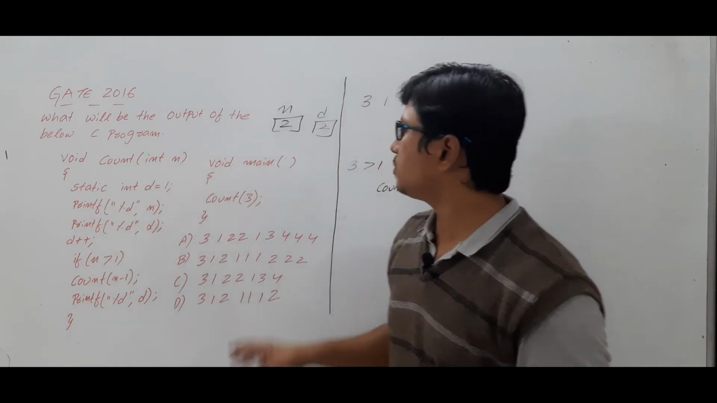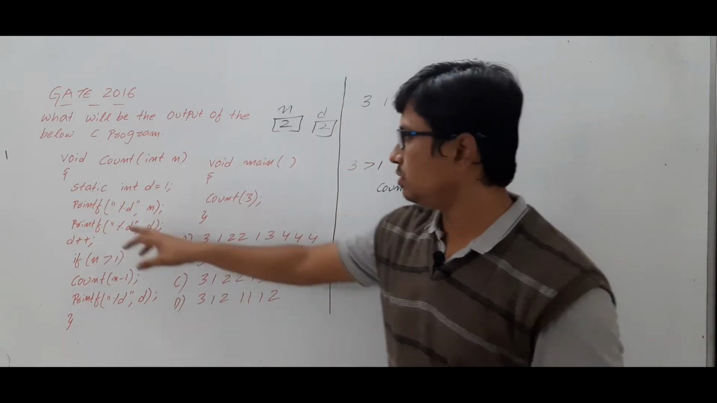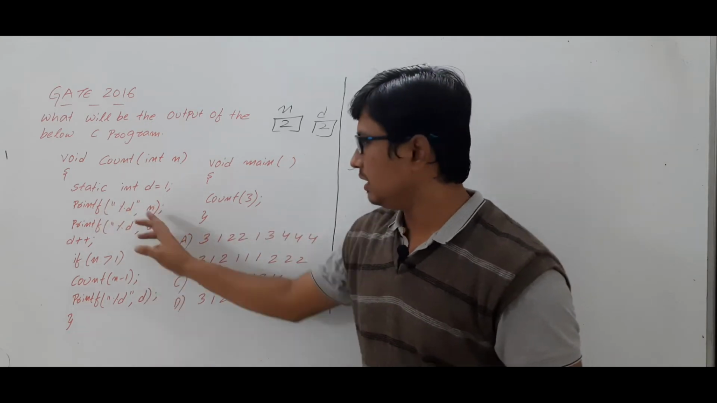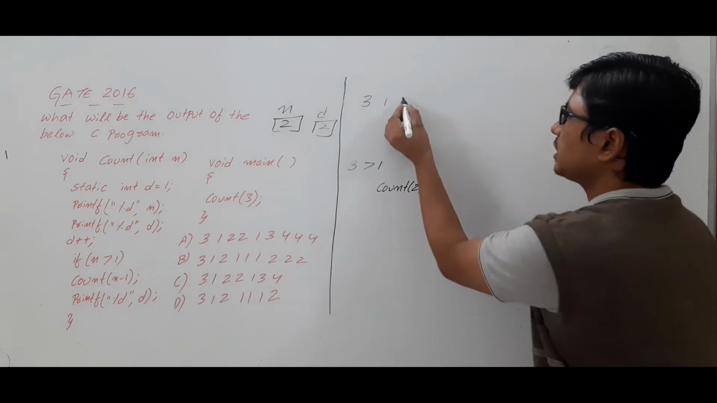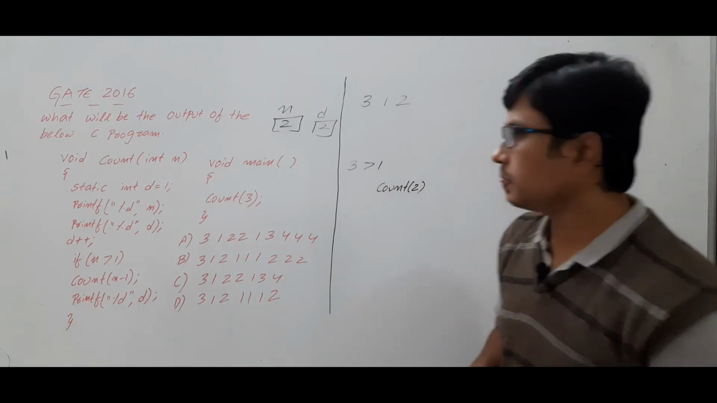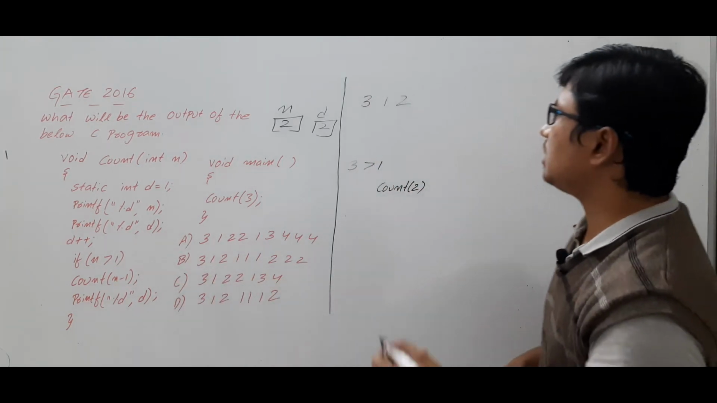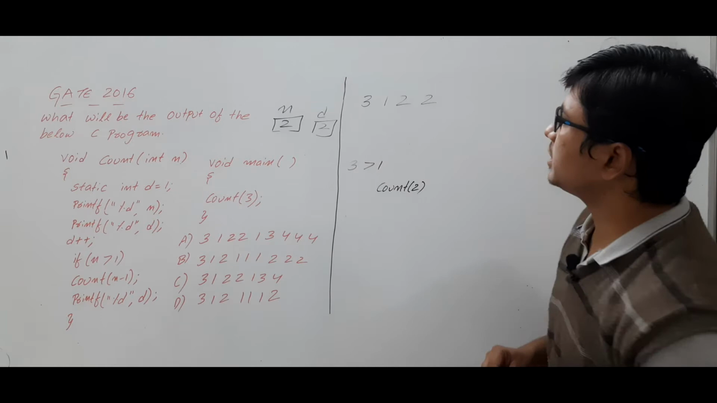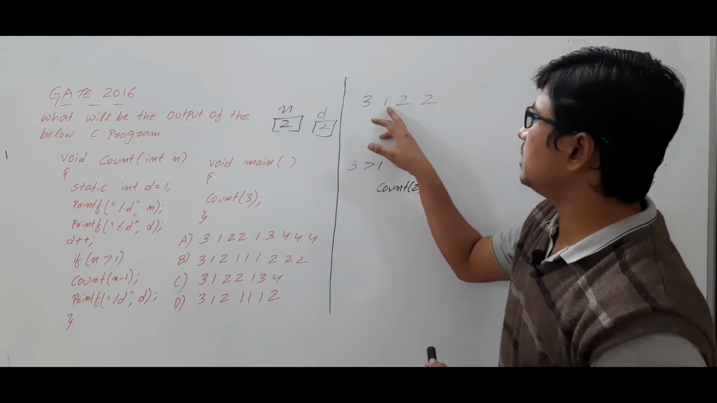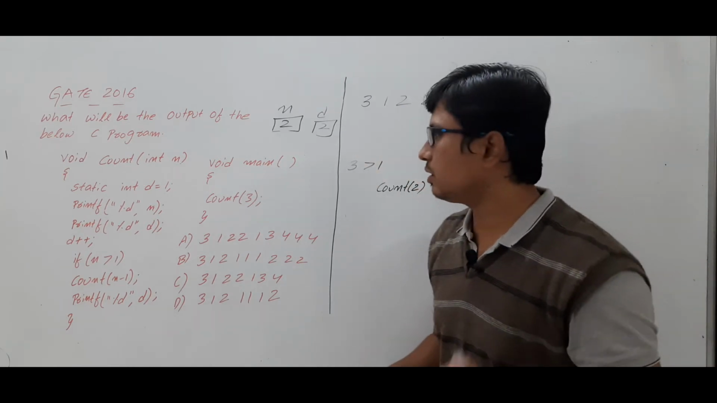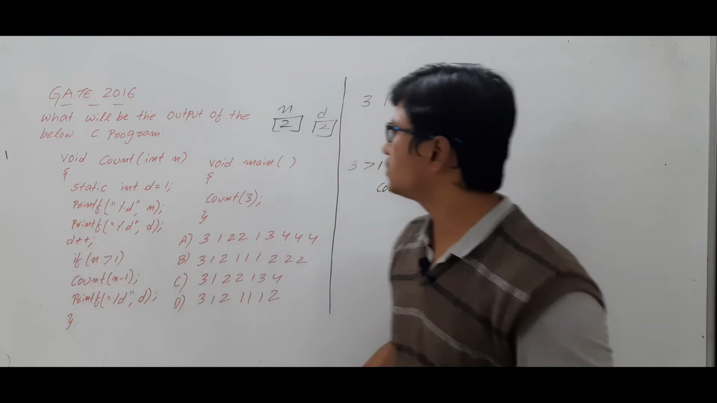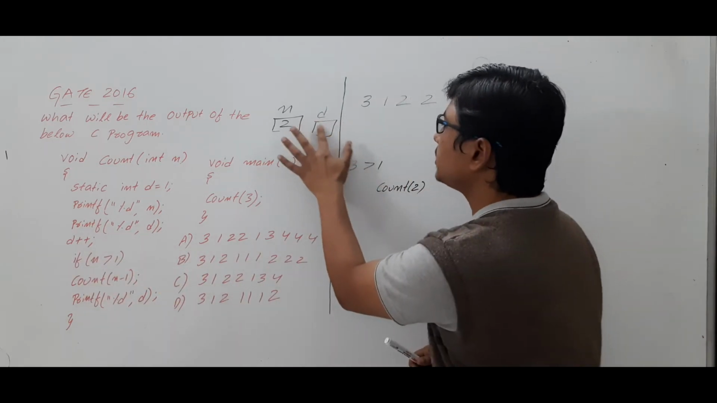Now n value is equal to 2 and d value is equal to 2. So they are printing the n value. What is the n value? 2. Okay, 2 is printed. Good. Now d value. What is the d value? 2. 2 is also printed. So we got the output till now 3, 1, 2, 2. Okay, good. Now d plus plus. So d value will be updated to 3.